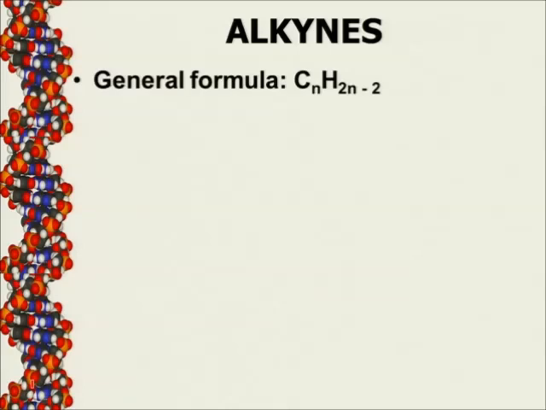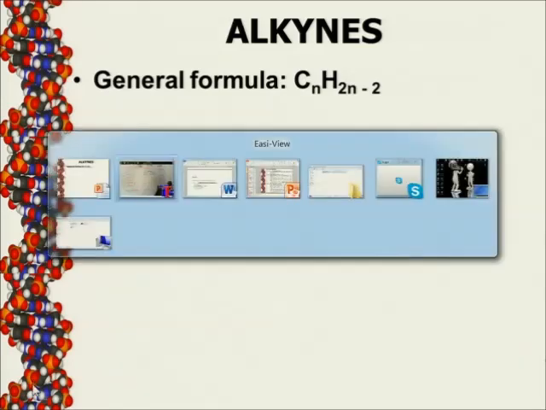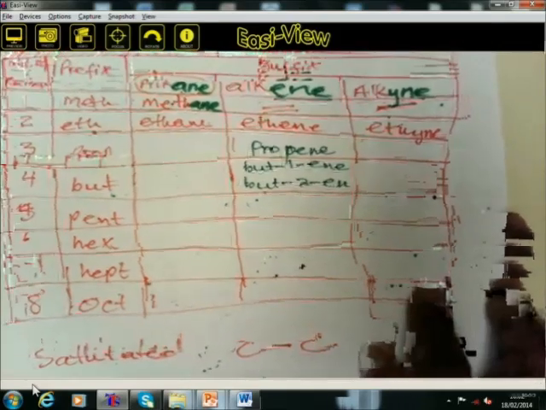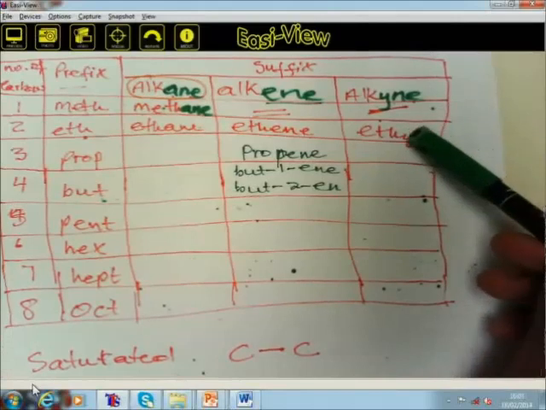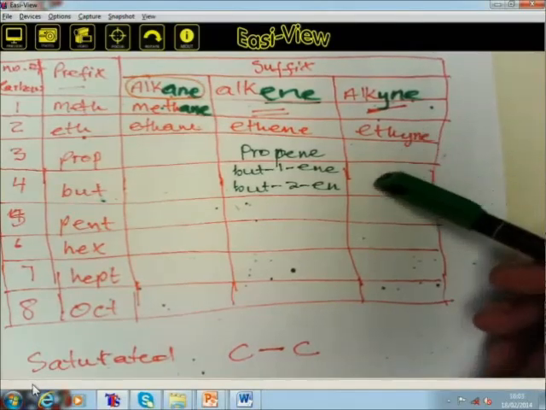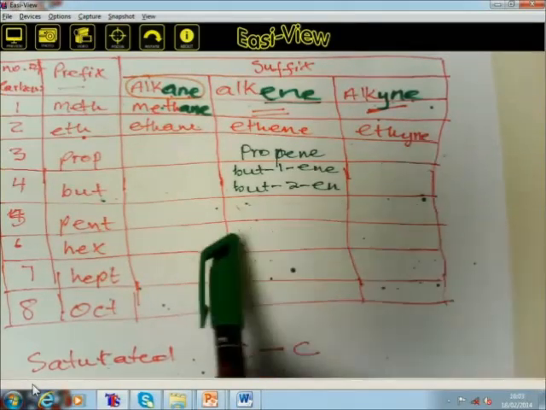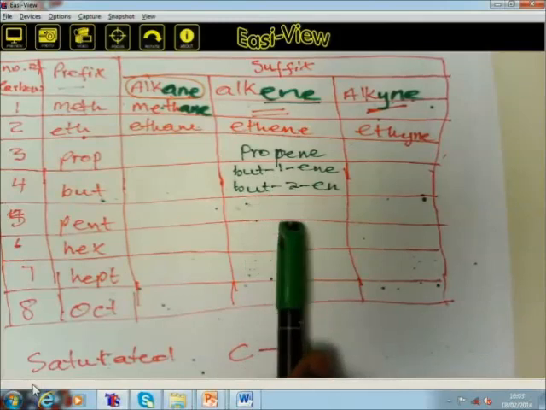So the alkyne has the general formula of CnH2n minus 2. If we go back to our table, you remember with the alkyne, you don't have the one with one carbon, because we said the triple bond has to be between two carbons. So we don't have the name there. We'll have ethyne, we'll have propyne, and so on, the same way as we have done with the alkene.